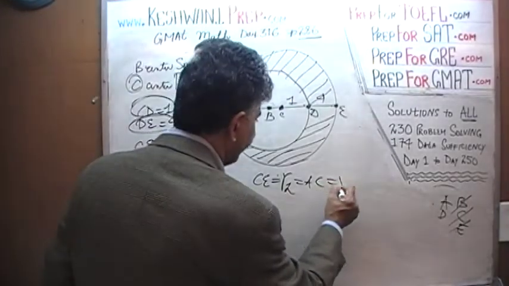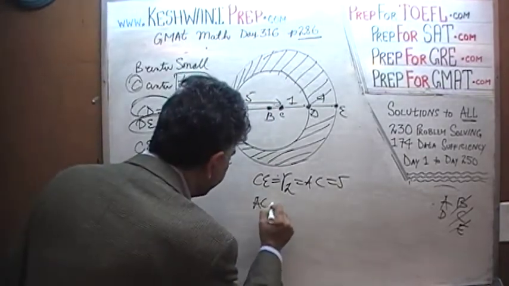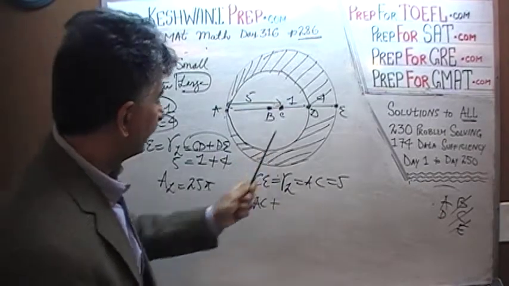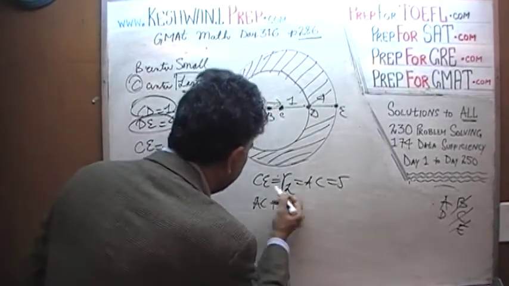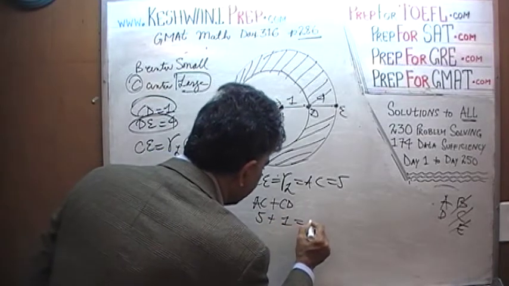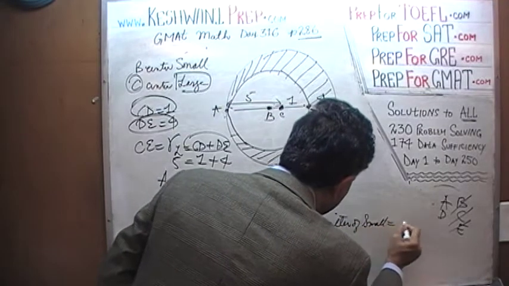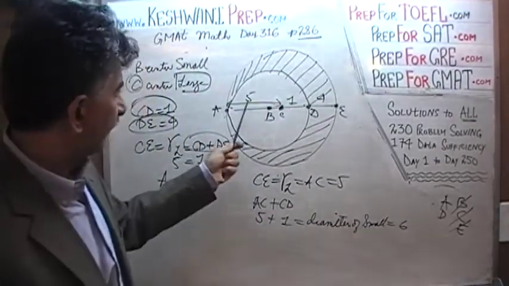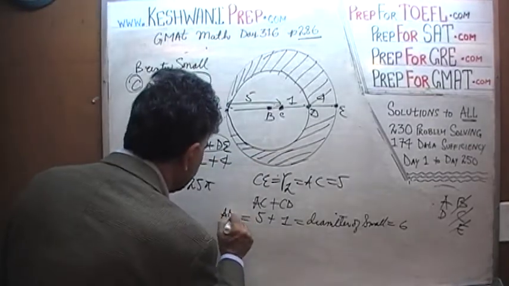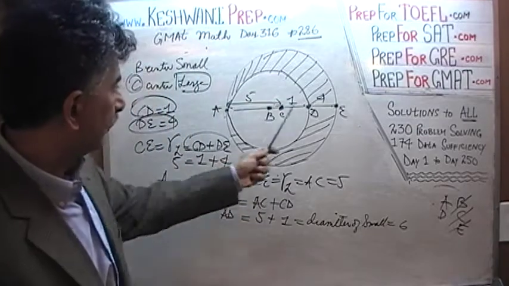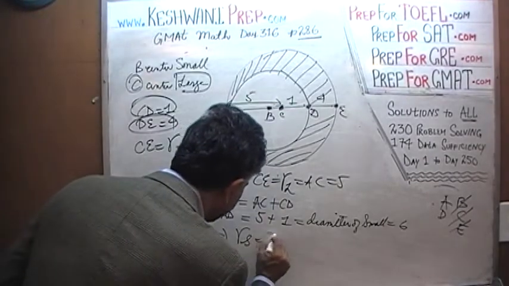We just found out that A to C is 5. If A to C is 5, and we are told that C to D is 1, we're almost there. Which means that the diameter of the small one is 6, because it's 5 plus 1. A to D represents the diameter of the small circle, which is 6. If the diameter of the small circle is 6, then the radius of the small circle is 3, just like before.